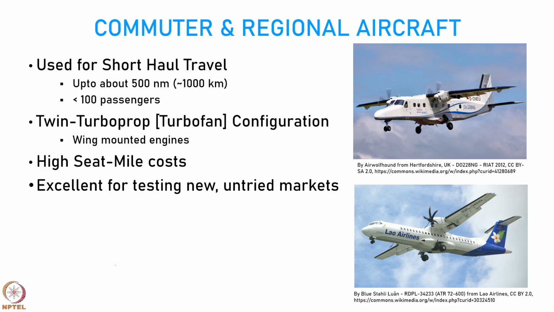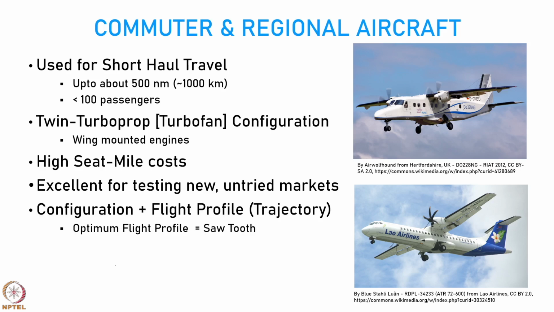Dornier 228, for example, has just 15 seats in one configuration and 18 or 19 seats in the other configuration. So if you fill even 15 or 18 passengers, you are going almost full. That's why these aircraft, despite high seat-mile costs, have a very good advantage of being able to deploy on new untried markets to see how they perform. And when the market demand increases beyond a threshold which will support a larger aircraft, one can withdraw these aircraft and deploy them elsewhere. By itself, their operating costs are low, but the costs per seat per mile are very high.